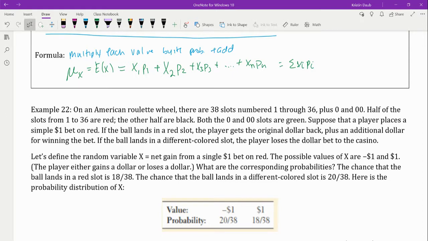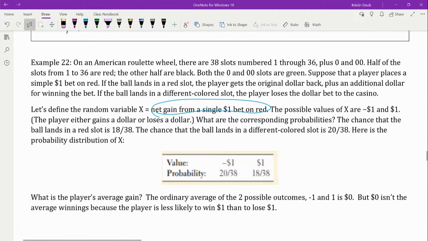Okay, so my random variable x is the net gain from a single $1 bet. So if you bet $1, you're going to lose $1 if it doesn't land on what you've bet on. If, however, it lands on red, then you will gain $1. So your net gain is $1. Okay, so there's our two options for our probabilities there. And I want to know what's the player's average gain because each of these is not equally likely. So the average gain is not 0 because you are actually more likely to lose money than you are to gain money.